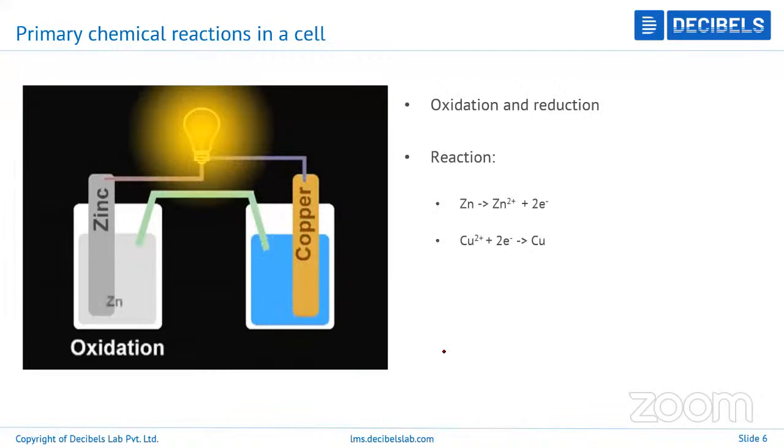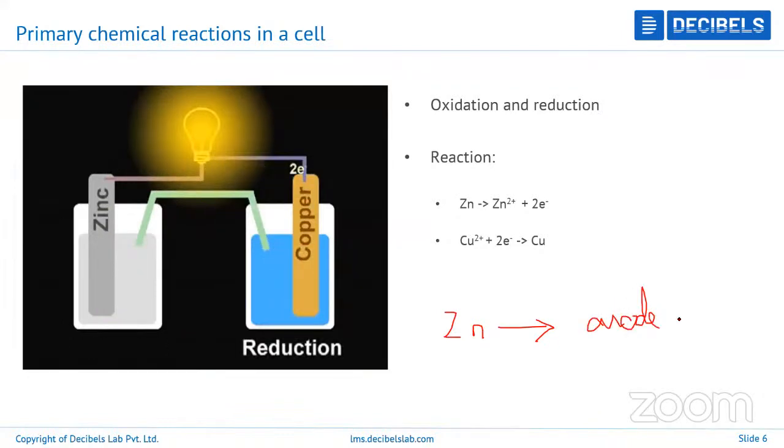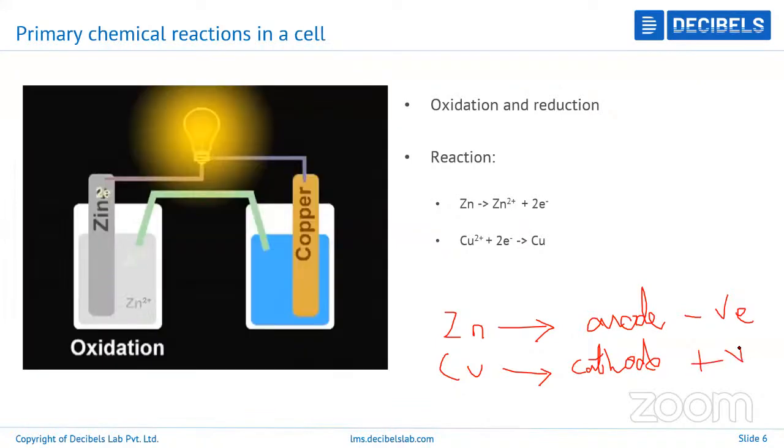Say a Daniel cell. Okay, so basically a Daniel cell was a simple electrochemical cell like this, which was invented in the year 1836. Okay, so it was basically consisting of two simple metals, zinc and copper. Okay, so the zinc metal that you see, this was the anode. Okay, and this will be the negative terminal of the cell. Okay, and copper here will be the cathode. Okay, and this here will be the positive side.